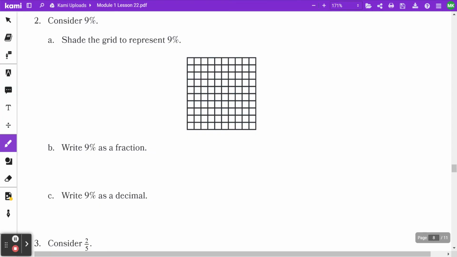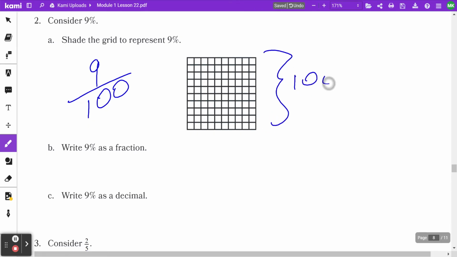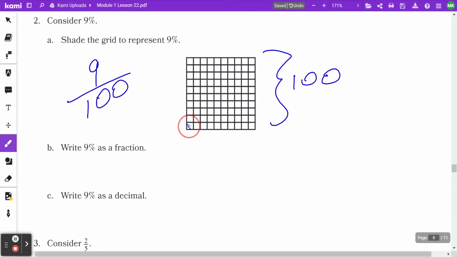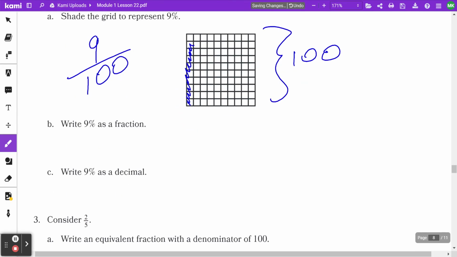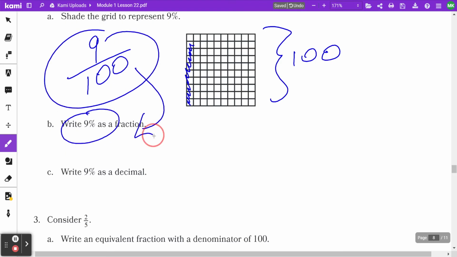Let's consider 9%. All right, shade that in. If it's 9%, remember, percent is some value out of 100. So if there are 100 total boxes here and I'm looking for 9%, then I need to shade in 9 boxes. Write 9% as a fraction. Since I already know that a percentage is some value out of 100, 9% is 9 out of 100.